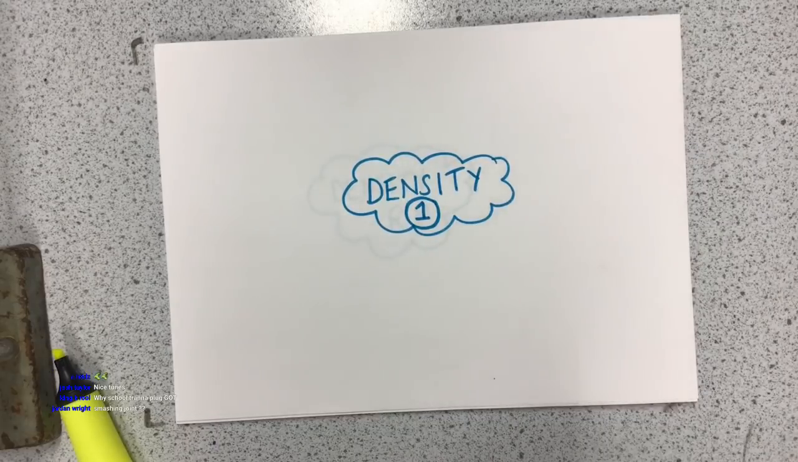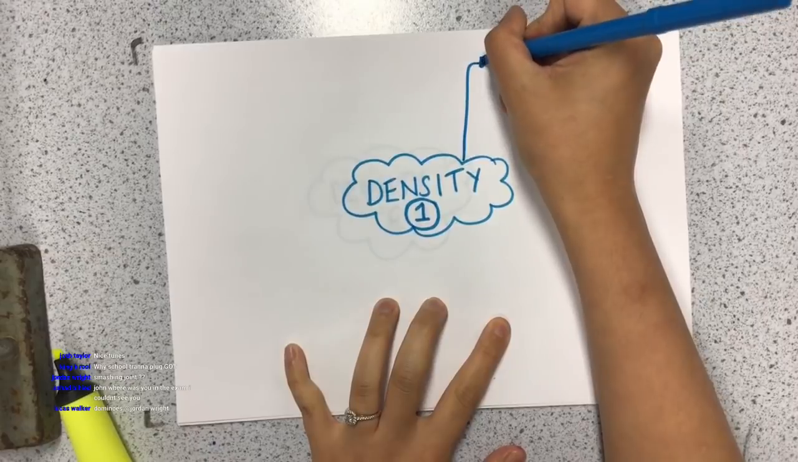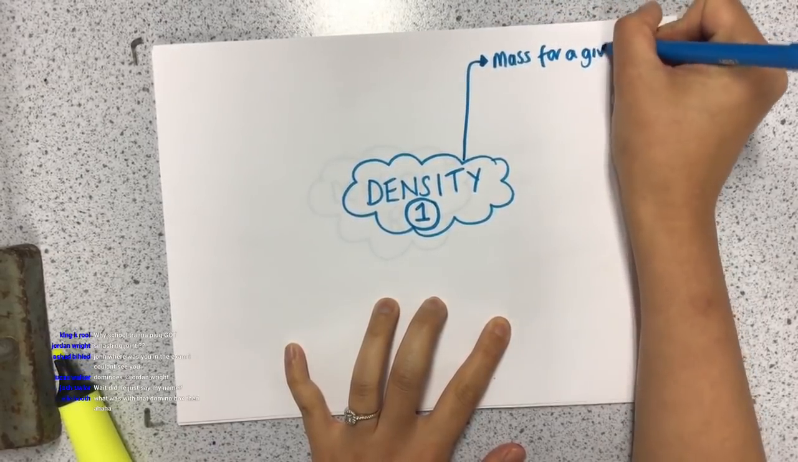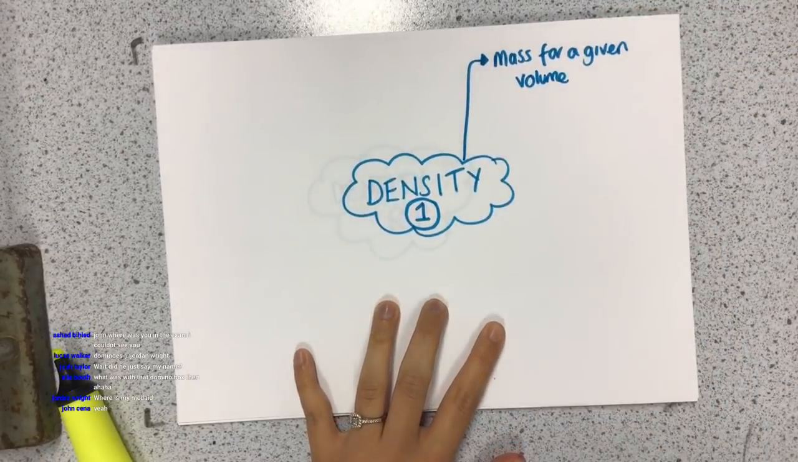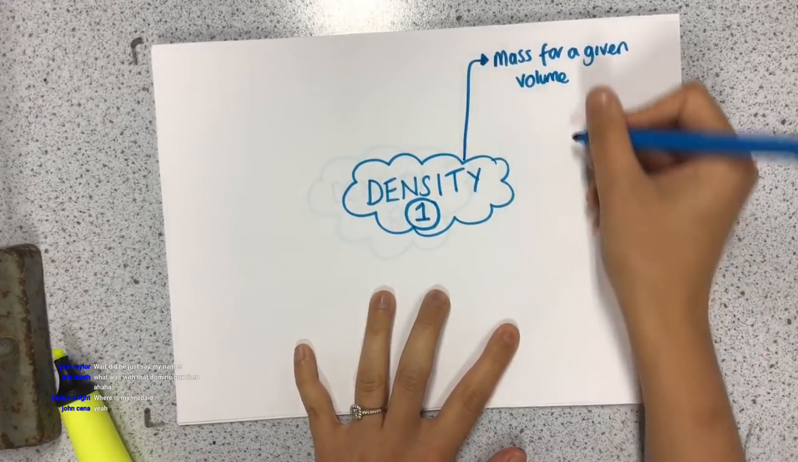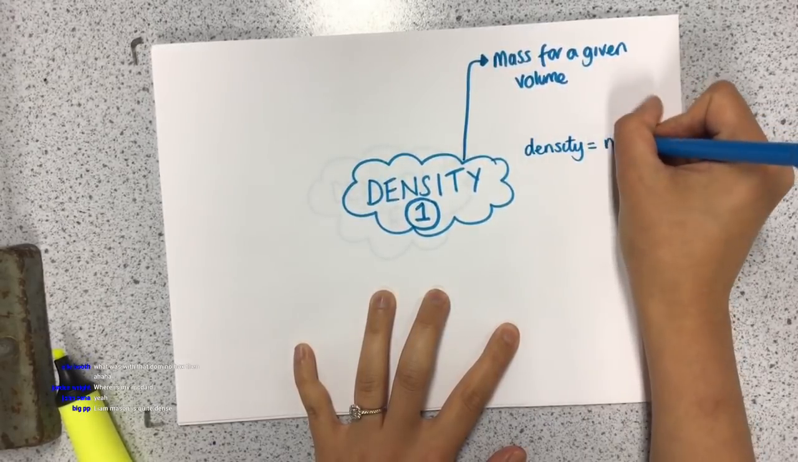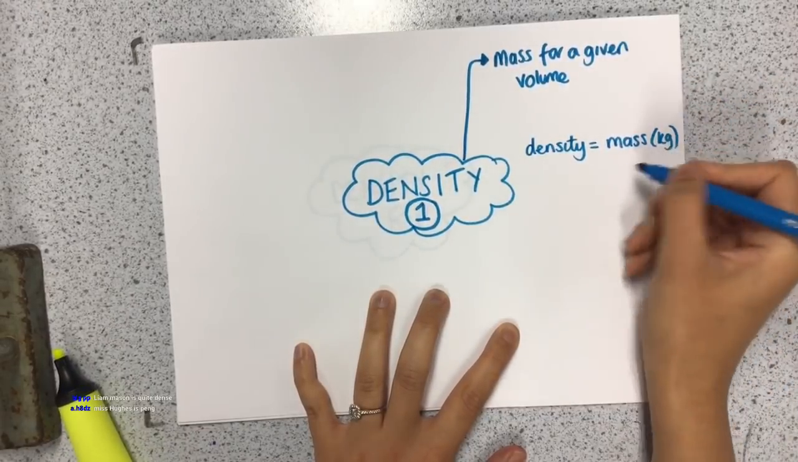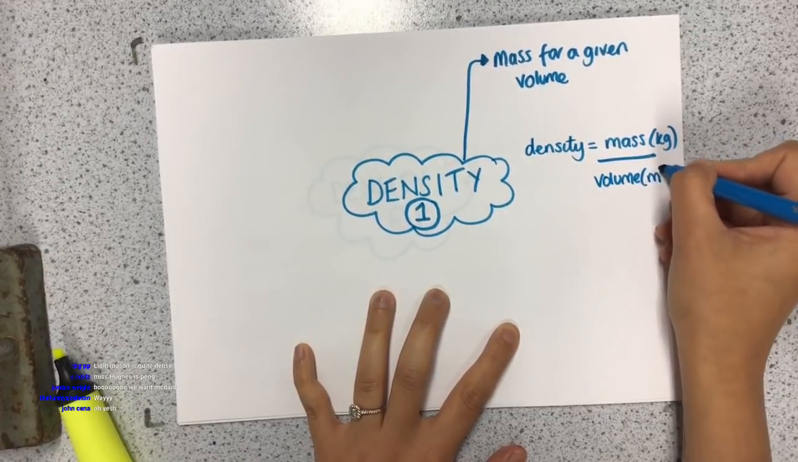So, starting off with density then. Density is the mass for a given volume. Now, you do not get given the density equation. So, to work it out, it's mass in kilograms divided by volume in meters cubed.